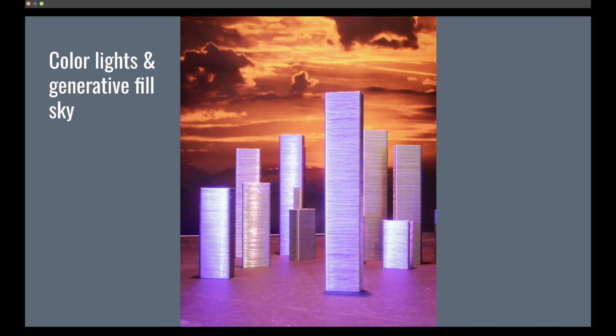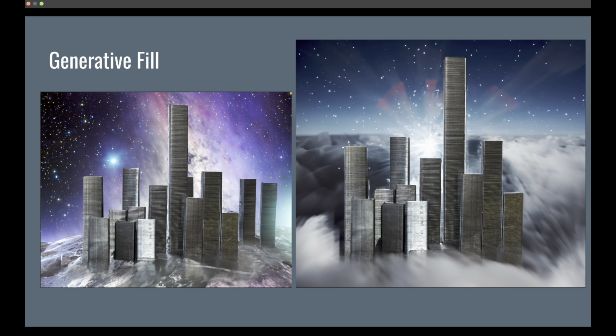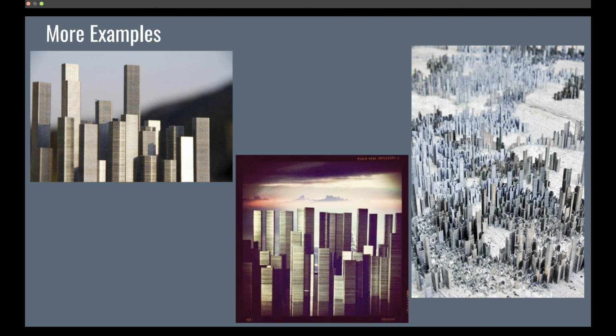This picture is a generative fill sky, which is using artificial intelligence to make the sky. Here's more generative fill skies. I actually did this one later in the video to show you exactly how it can be done. Here's a couple more examples of different staple cities. This one is by a famous visual artist, and he spent hours putting this together, and it's about, I think, 20 by 30 feet at the end.